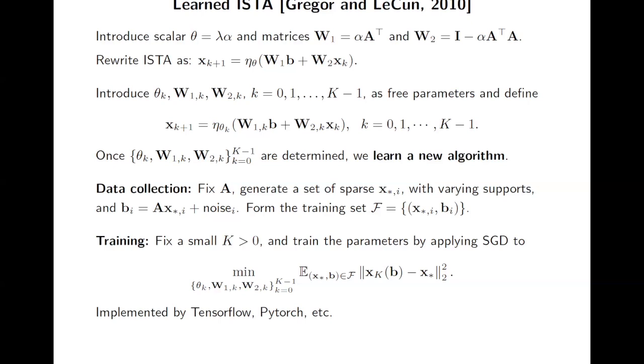They find those parameters by minimizing this function. It's called a loss function. For each instance, we want the last iterate, the xk, to be as close to the ground truth as possible. And the performance is an average. E here means expectation. It's an average over the whole training set. We want to find the optimal parameters for the whole training set.